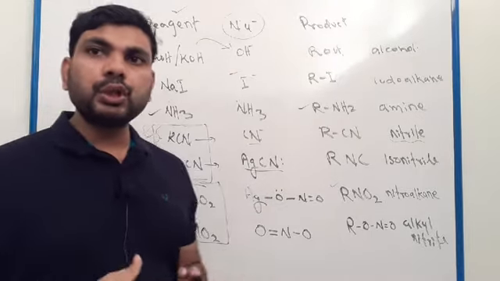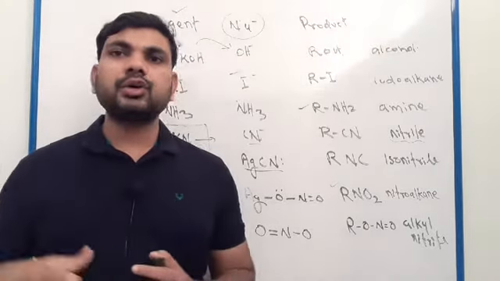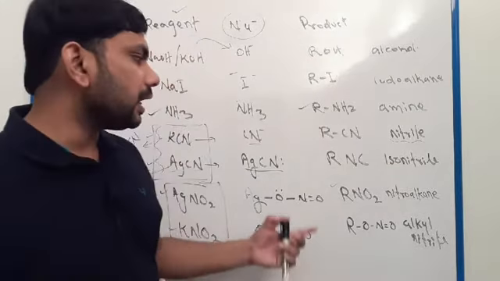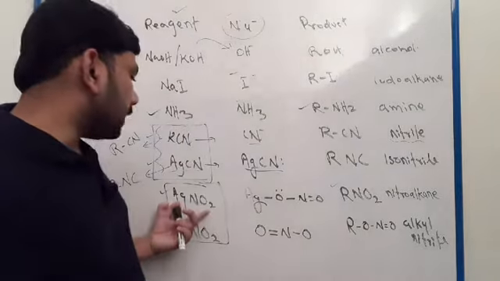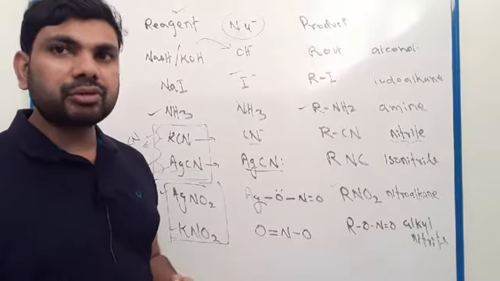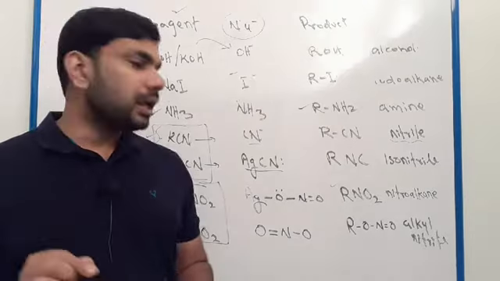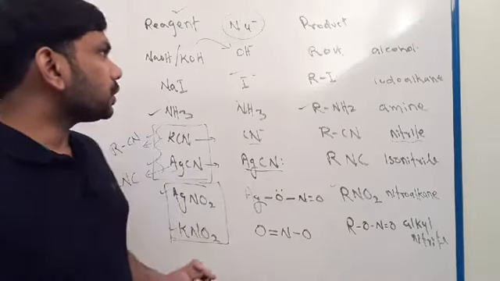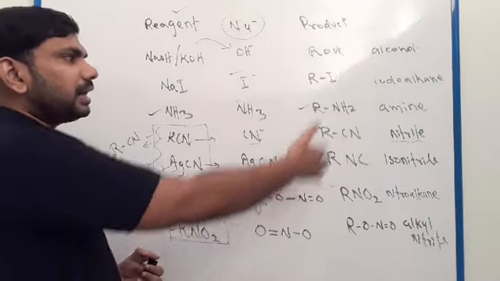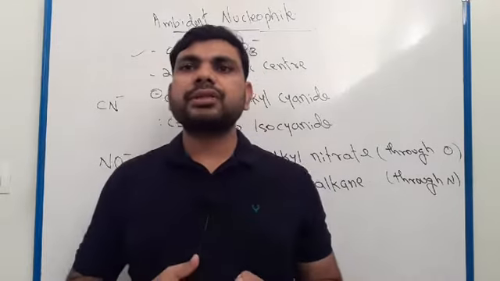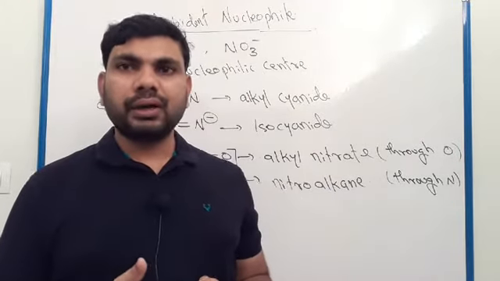You already learned this type of bonding in coordination compounds, the ambidentate ligand. Similarly here, AgNO2 gives nitroalkane and KNO2 gives alkyl nitrite. Alkyl nitrite means the alkyl group is bonded with the oxygen. So these are the different nucleophiles and their different products. Remember this. Next, we have to discuss the ambident nucleophile.